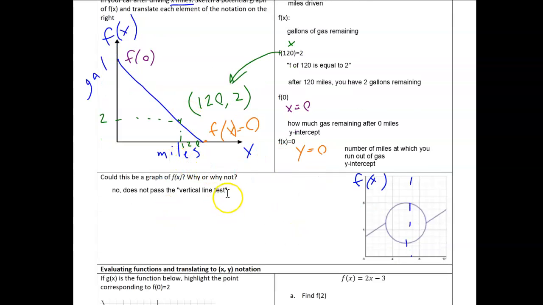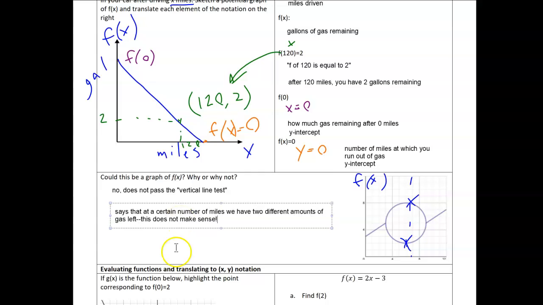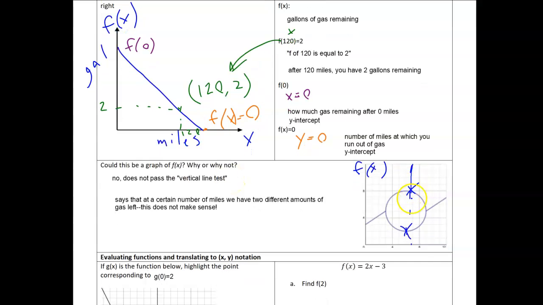So in this context, let's think about what this would mean. So this would mean that at a certain number of miles, we have two different amounts of gas left, which is just nonsense, right? So that's kind of why we consider these things not a function, because it doesn't make sense. It's not a good map, right? So each x value has to have exactly one y value. So we can annotate here that this is the vertical line test we're failing here.